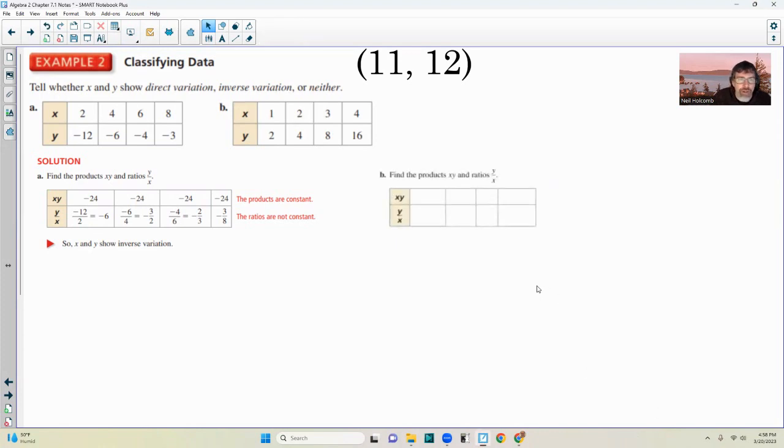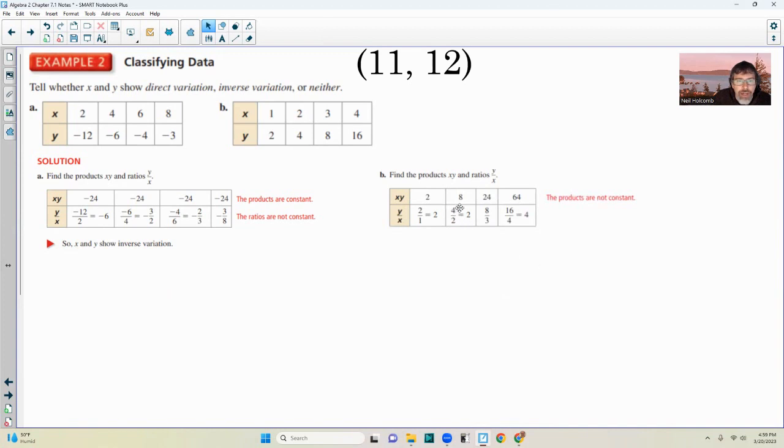It says to find the product. What we should do is find this just like we did in A, the product of x times y. So 1 times 2 is 2, 2 times 4 is 8, 3 times 8 is 24, and 4 times 16 is 64. Then we take y divided by x. 2 divided by 1 is 2. 4 divided by 2 is 2. 8 divided by 3 is 8/3, and 16 divided by 4 is 4.